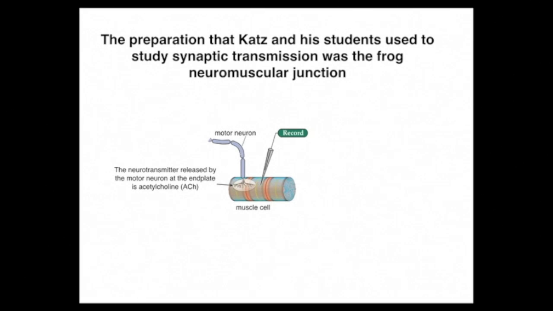The only distinction is that the term endplate potential is reserved for the events at the neuromuscular junction, the synapse of a motor neuron with the muscle fiber, whereas the term excitatory postsynaptic potential is used for the events at synapses made by one neuron with another neuron. The basic features and events that occur, however, are exactly the same.